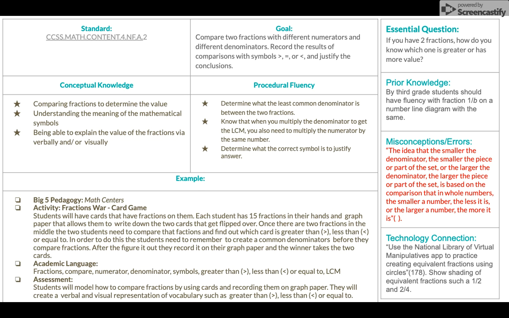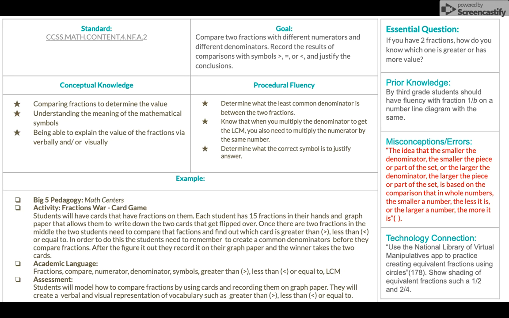We are also going to do math centers for this one. It's a whole class math center. What this is going to be is card wars, which is actually a very fun and interactive game for the students. You have a partner, and you have cards, and each card has fractions on it. And it's kind of like war, so you flip it over, and then you have to decide who wins.